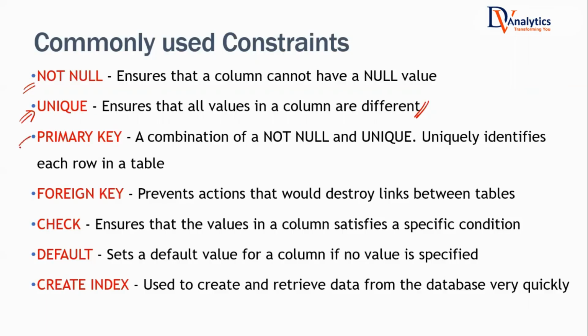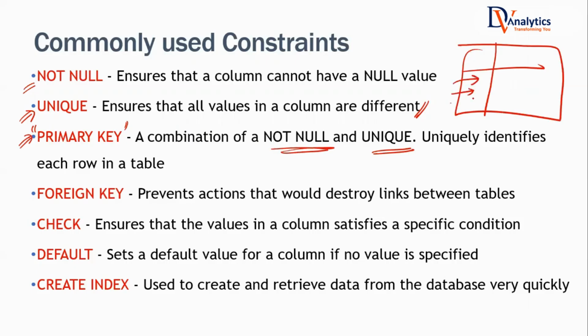There's one more thing called primary key. This is a very important concept. Primary key is a constraint. It's a combination of not null and unique. There must be some columns that are called primary keys. These are primary keys to this table. This is the primary column, the most important column to this table.